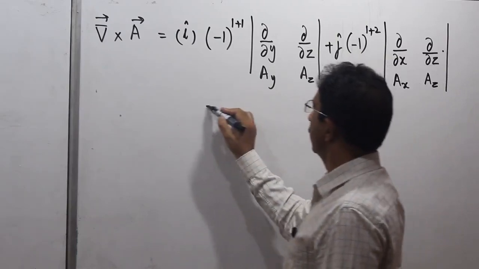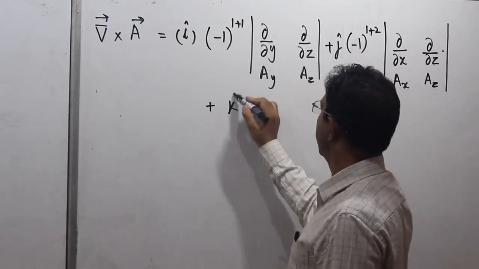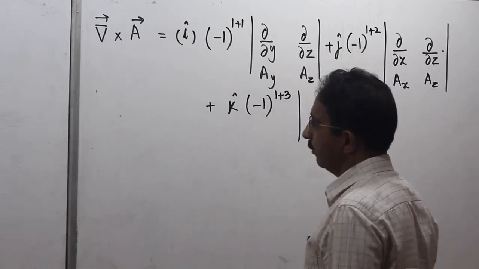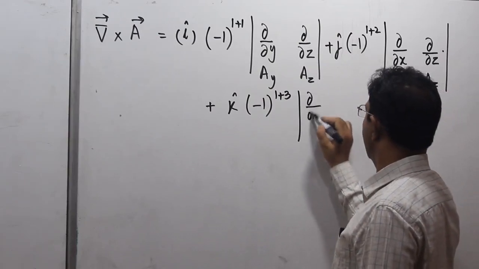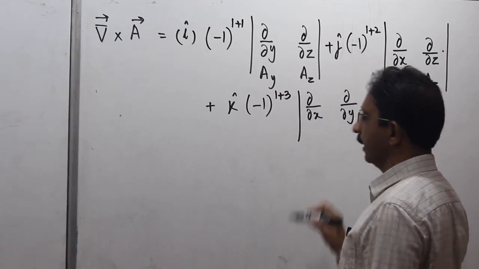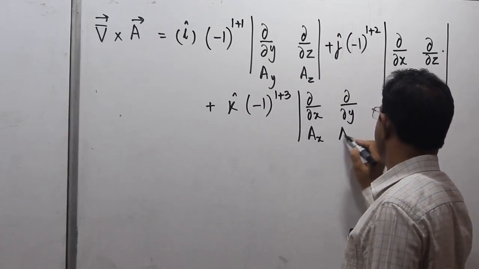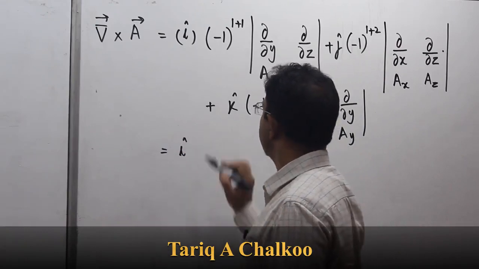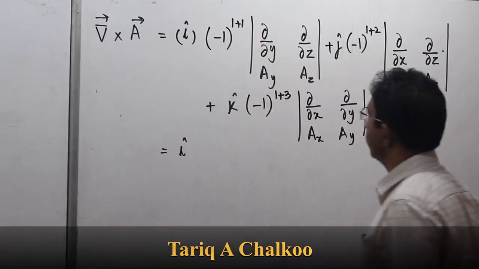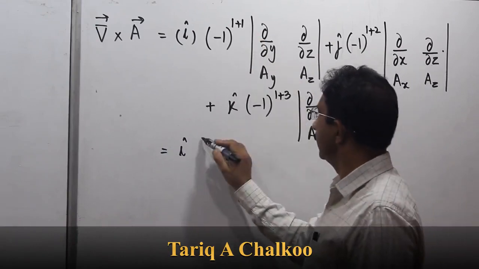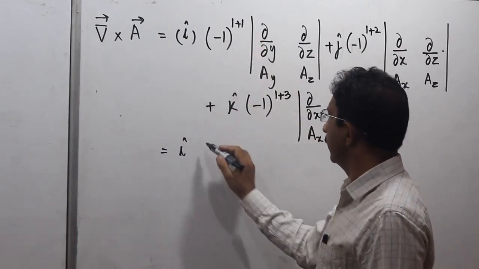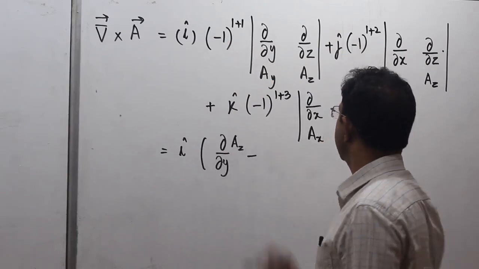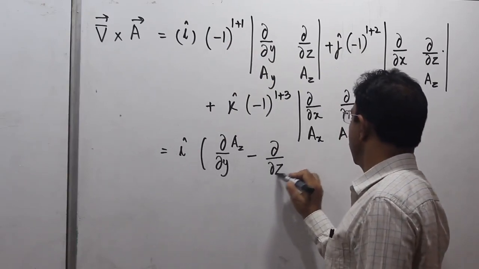Then you have the third element, that is k cap minus 1, first row, third column, cut the column, cut the row. So that gives you dou over dou x, dou over dou y. Here you have ax, ay. You can further expand it, so we get i cap into, here see, the function has to be placed right in front of the operator. So that way this would be minus 1 raised power 2 will be 1. So this will be dou over dou y of az minus dou over dou z of ay.